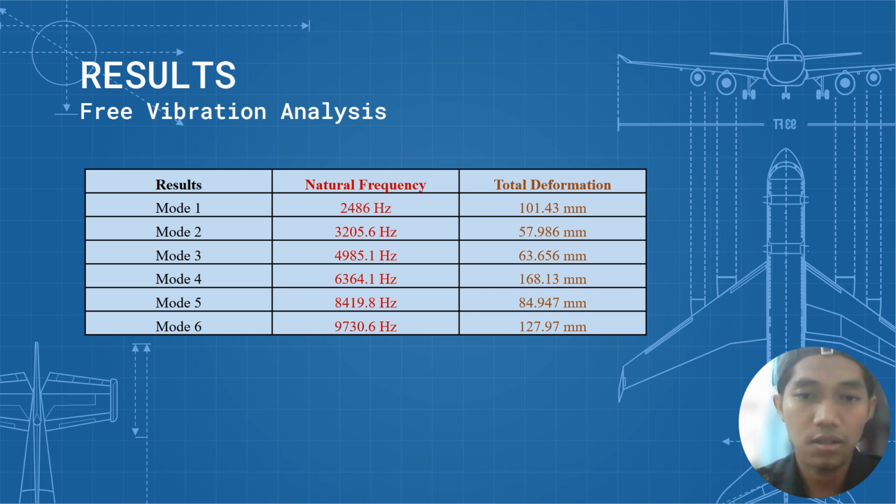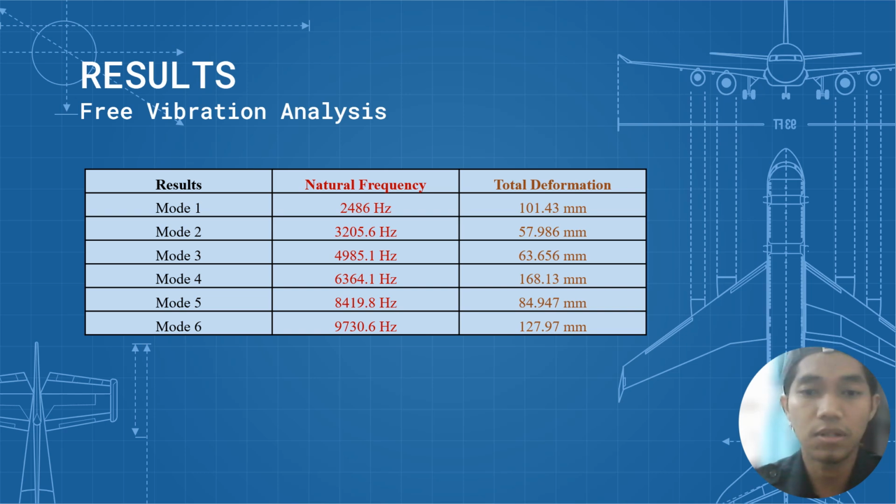In the second mode, the natural frequency increased to 3205.6 Hz, and the total deformation decreased to 57.986 mm. This reduction in deformation suggests that the structure is becoming more stable with higher modes. For the third mode, the natural frequency rises to 4985.1 Hz with a deformation of 63.656 mm. Although there is a slight increase in deformation compared to the second mode, it remains within a manageable range.